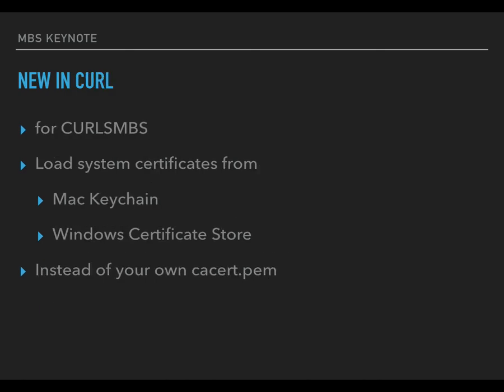For curl, we got a couple of additions. As you may have seen, I was at the curl conference in Nuremberg last year, and I asked them about loading system certificates because we usually bought our own certificate chain. So I got a nice sample code to load the certificate chain from a Mac from the keychain, and for Windows from the certificate store. So you can use the certificates from the system to do your SSL connections, which gives you more security than if you don't verify the certificates at all.